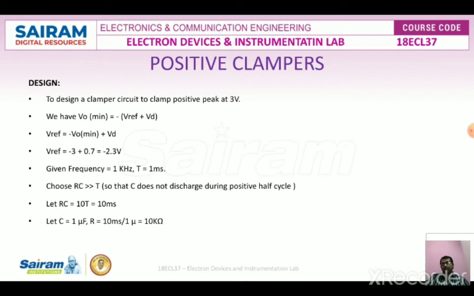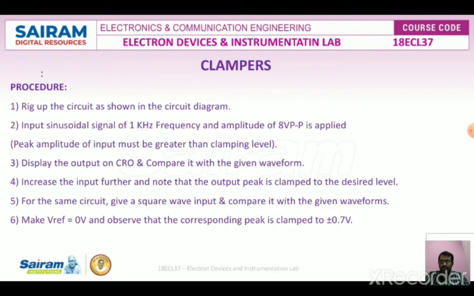So our input voltage is nothing but minus 3 volts plus 0.7, which is minus 2.3 volts. The frequency is F equal to 1 kilohertz, so T is equal to 1 millisecond. We have to choose the RC value greater than T so that the capacitor does not discharge during the positive half cycle. So RC is equal to 10 times T, that is RC is 10 milliseconds, and assume that C is equal to 1 microfarad. From that we can find out R is equal to 10 milliseconds divided by 1 microfarad, which is 10 kilo ohm.